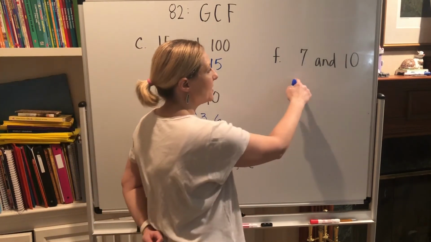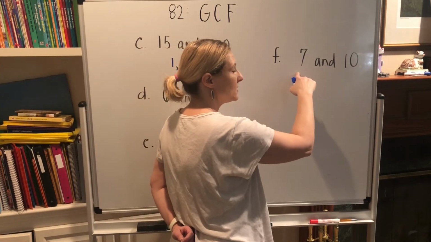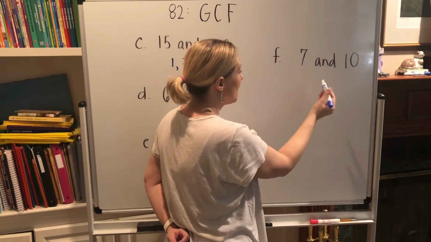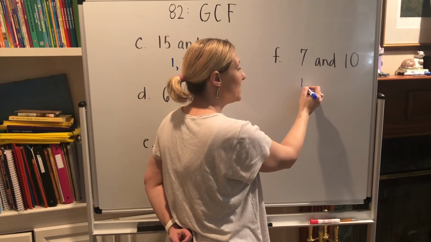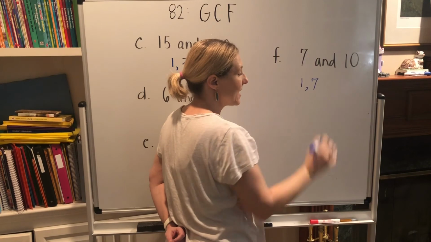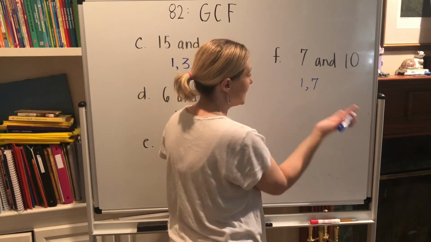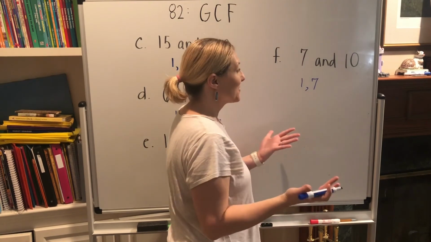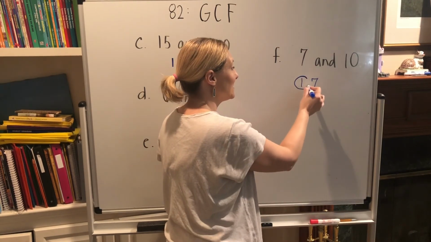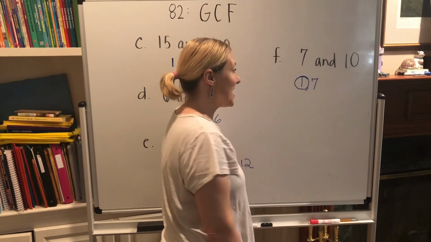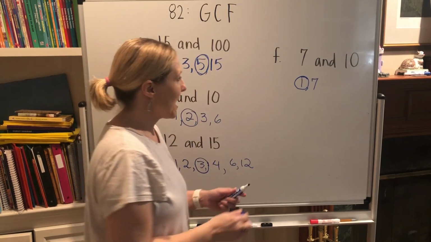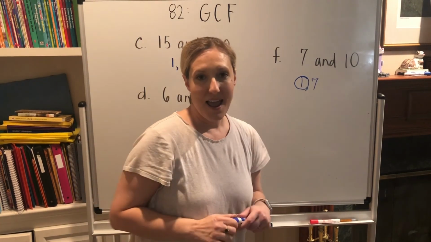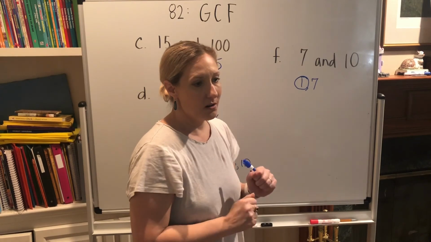Okay, take a look at 7 and 10. Well, 7 is my lowest number, so I'll factor 7. But we know that 7 is prime, so the only factors are 1 and itself, 1 and 7. And 7 does not go into 10 evenly, so the greatest common factor between these is just 1. Not very high. Okay, have fun doing your lesson, and I'll give you some hints on the website.